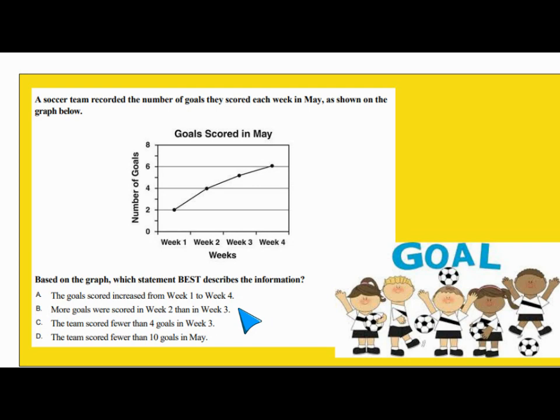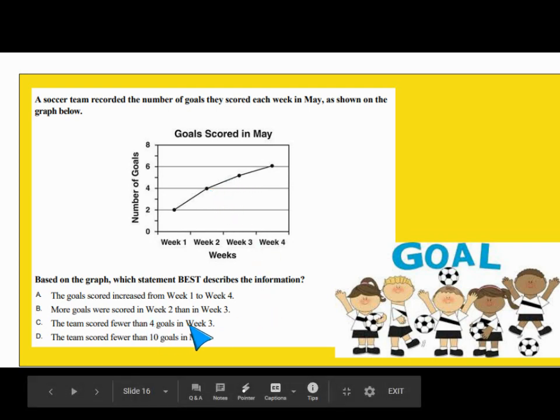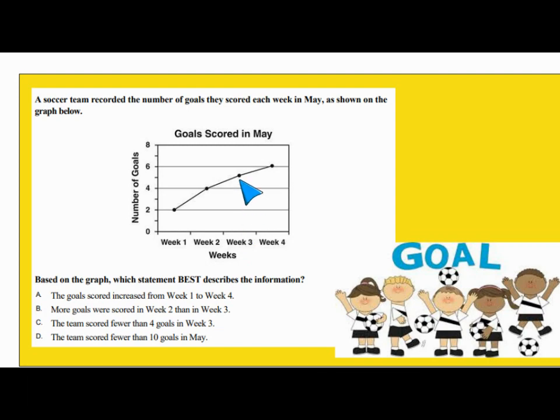More goals were scored in week 2 than in week 3. Nope, it's opposite. There were more in 3 than in 2. The team scored fewer than 4 goals in week 3. Right here it is, and to me it's halfway between 4 and 6. That's 5 goals, so that's not true.